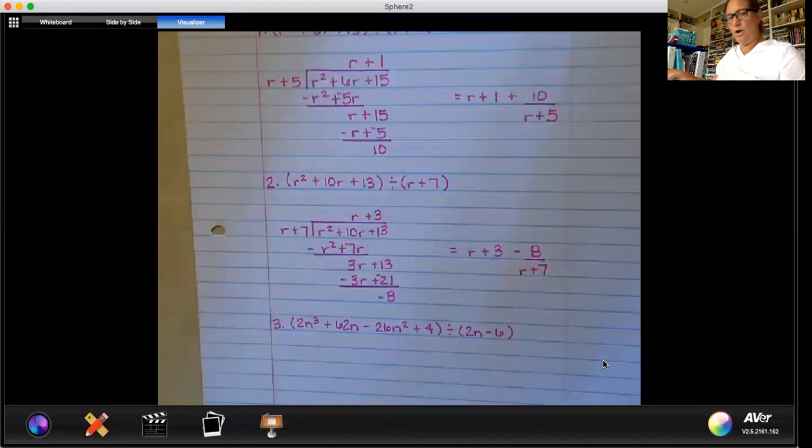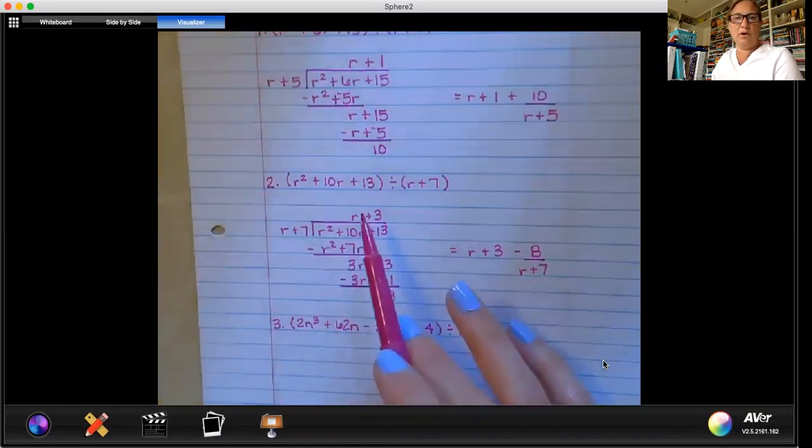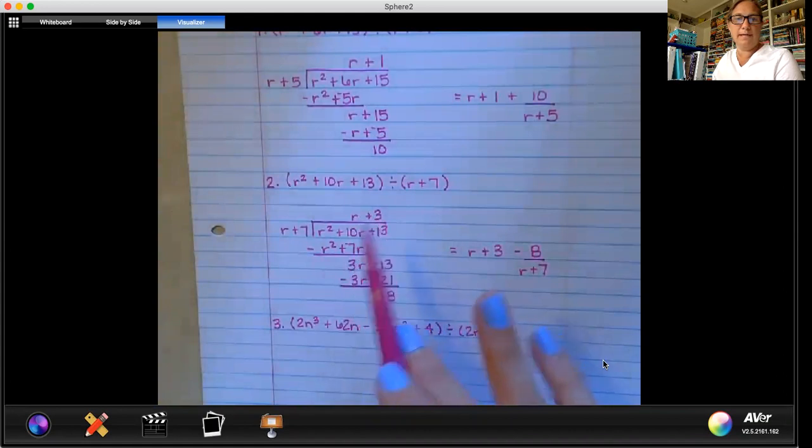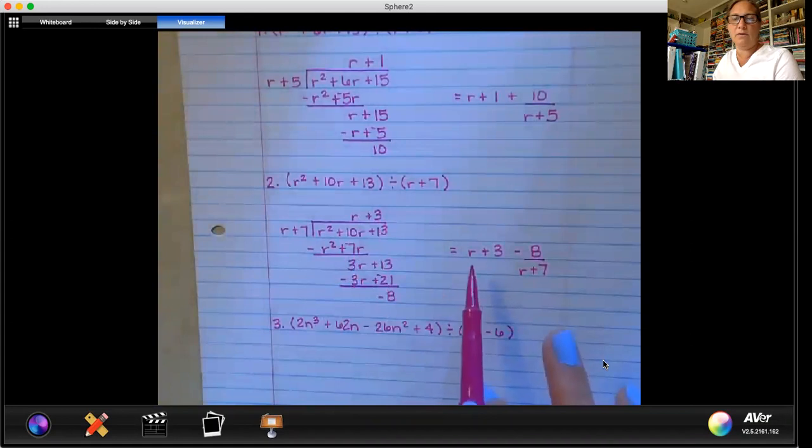You should have gotten R plus 3 minus 8 over R plus 7. R goes into R squared R times. Do your multiplication. Subtract. Bring down. R goes into 3R 3 times. Multiply. Subtract. You get negative 8. So R plus 3 minus 8 over R plus 7.